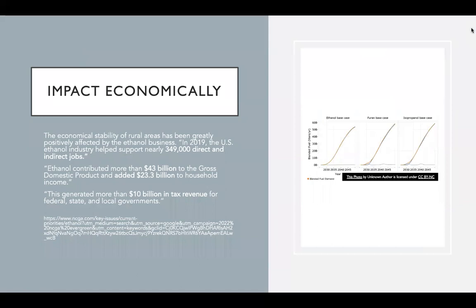The economical stability of rural areas has been greatly affected by the ethanol business. I've included some statistics from the National Corn Growers Association. In 2019, the U.S. ethanol industry helped support nearly 349,000 direct and indirect jobs. Ethanol contributed more than $43 billion to the gross domestic product and added $23.3 billion to the household income. This generated more than $10 billion in tax revenue for federal, state, and local governments.